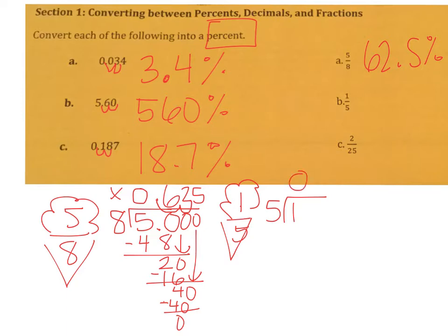5 does not go into 1, so I add a decimal, bring it up, add a 0. 5 goes into 10 2 times. 2 times 5 is 10, subtracting is 0. So I need to move that decimal place 2 times to the right. So when I move it, you're going to notice I move it once, and then I am going to move it a second time, and I'm going to need to add a 0. So I will have 20%.